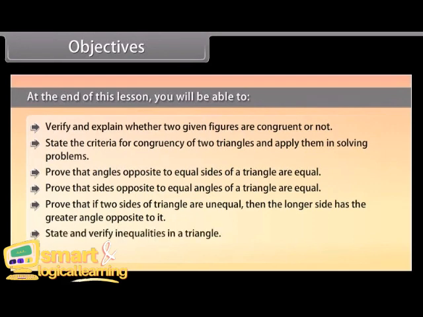State and verify inequalities in a triangle. Solve problems based on the above results.